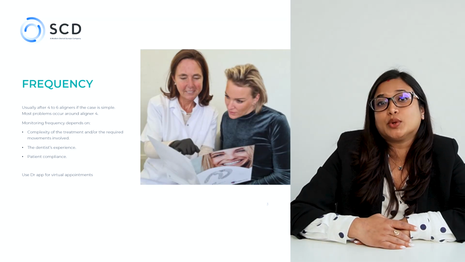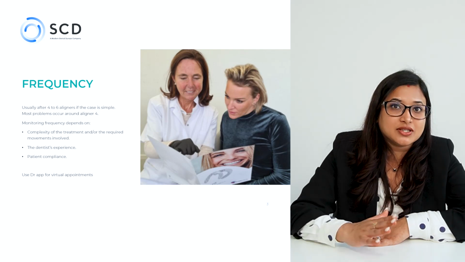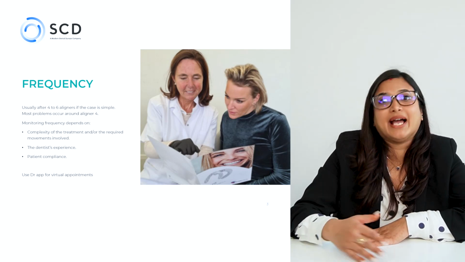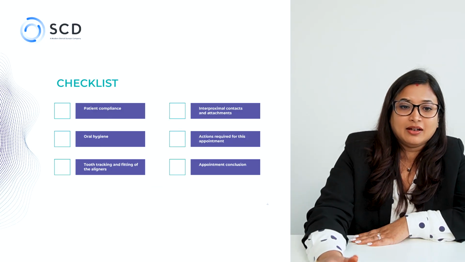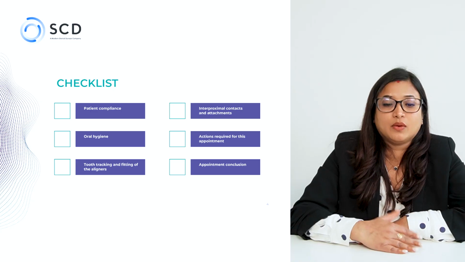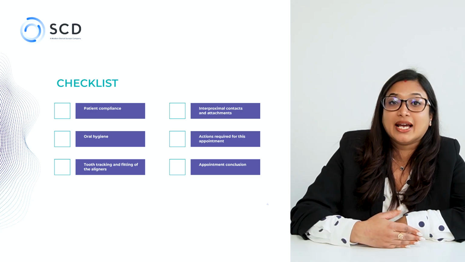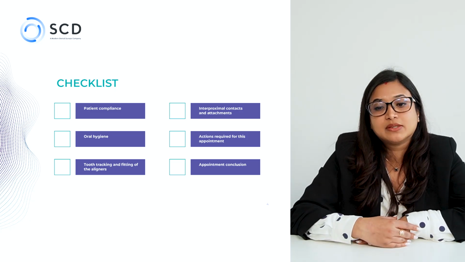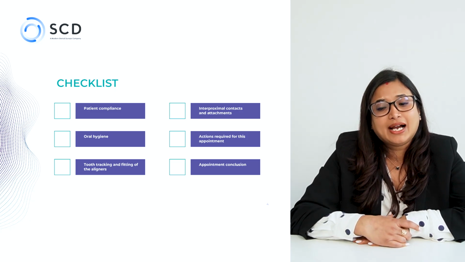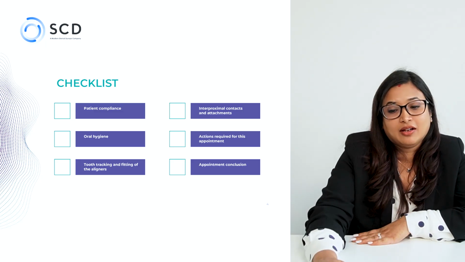It is good for the doctor to use the app so that they can track it better. And if there are any changes, it is faster to be checked upon and can be treated sooner. So there are checklists. It basically includes 6 different factors. We include patient compliance, oral hygiene, tooth tracking and fitting of the aligners, interproximal contacts and attachments, action required for the appointment, and appointment conclusion.